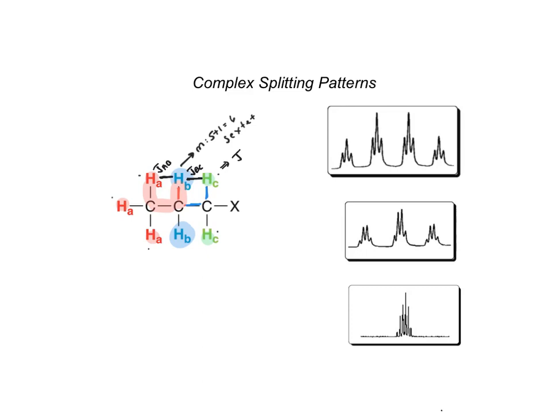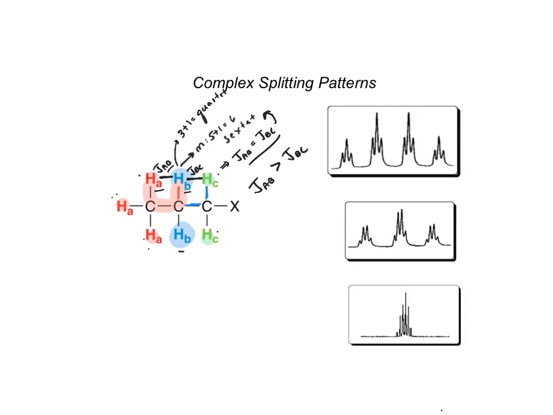Okay? So now, if JAB and JBC are equal, or at least fairly close to one another, then we can expect a sextet, right? We can expect that they're all going to interact the same way, and it's going to split the signal into 6 different peaks. Now, if on the other hand, JAB was much larger, let's say, than JBC, we're going to expect something different. So now, JAB, this coupling between B and A, is going to split B into a 3 plus 1, a quartet.